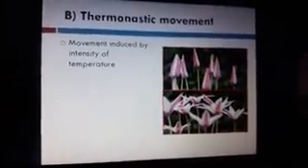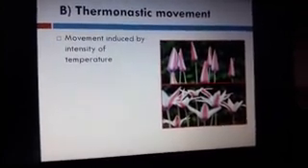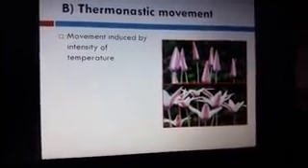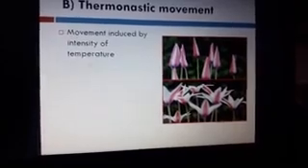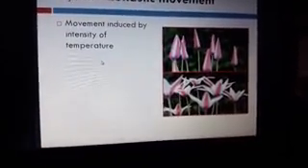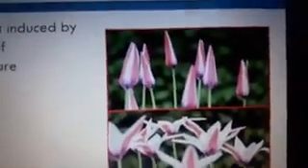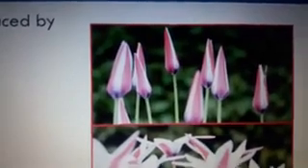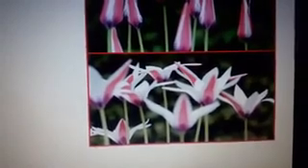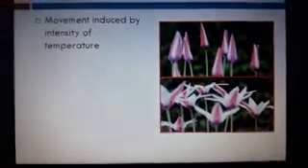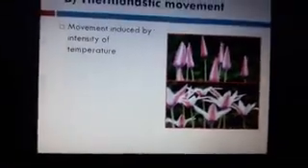Next is thermonastic movement, and thermonastic movement is the movement induced by the intensity of the temperature. And for this we can have a look at these pictures, like the opening of this tulip. When the temperature is low, the tulip flower will be closed like this, but as soon as the temperature rises, the tulip flower will bloom. That means it is showing its movement according to the intensity of the temperature.